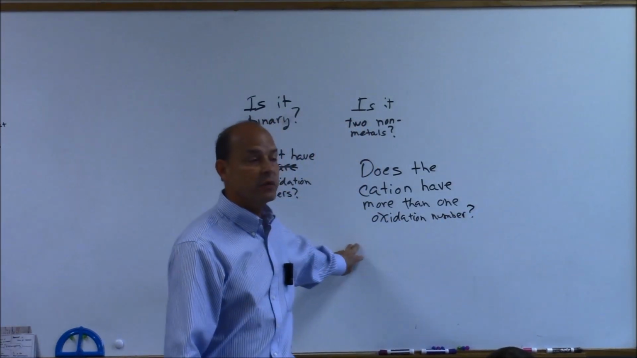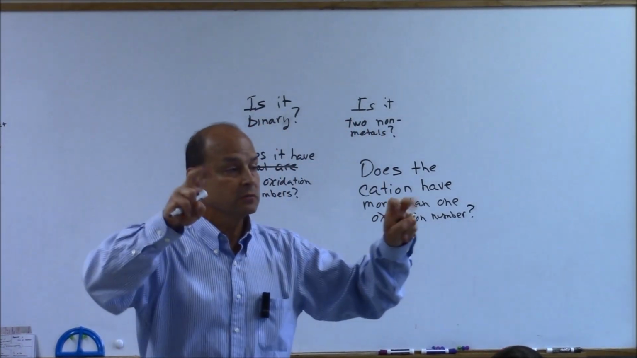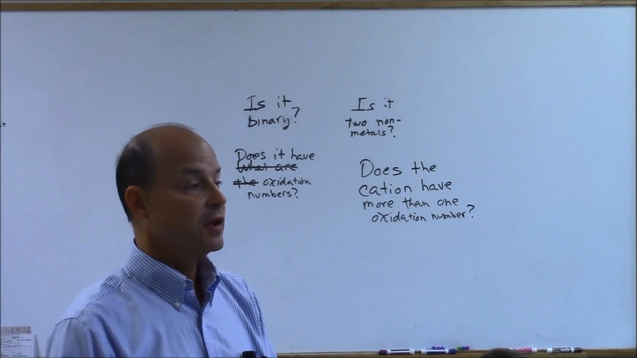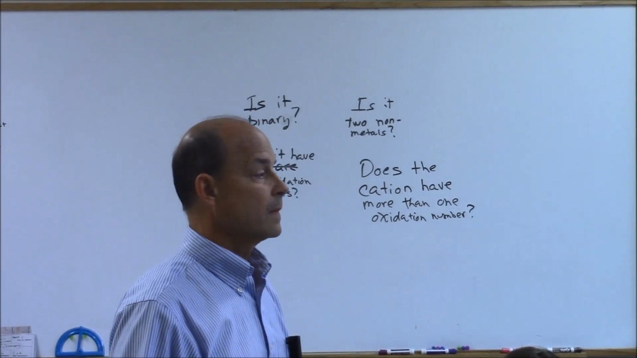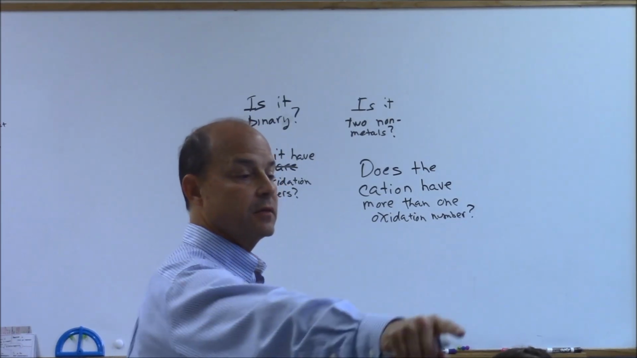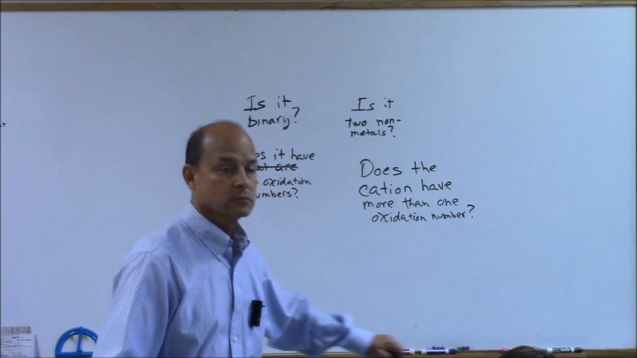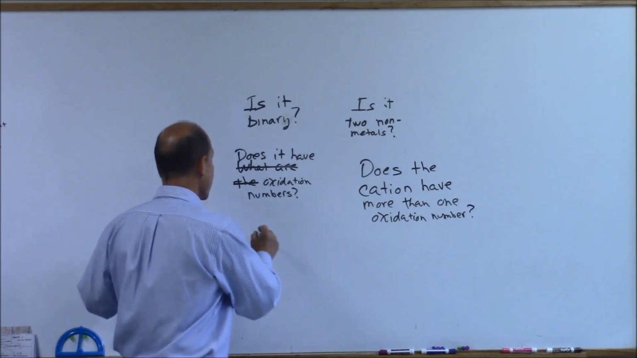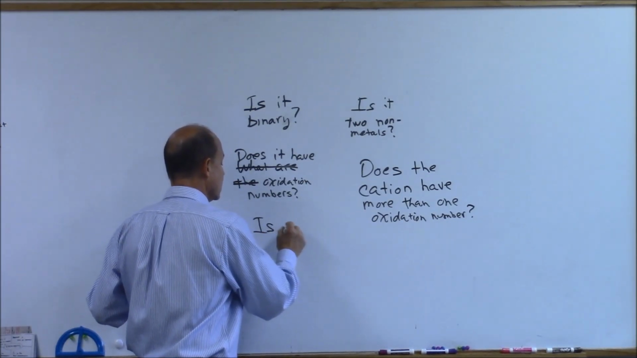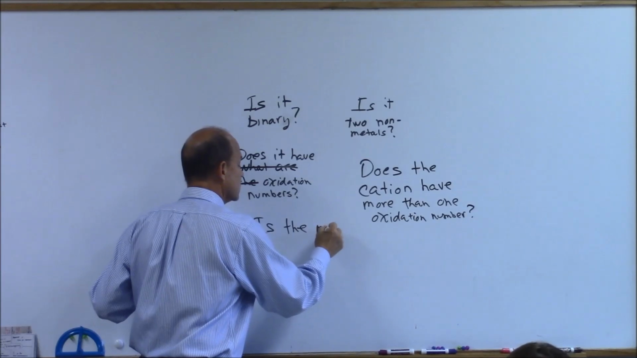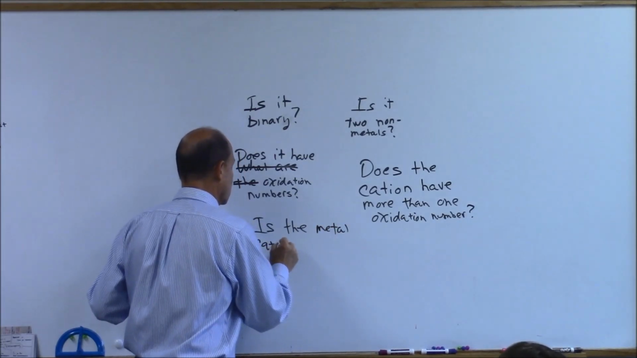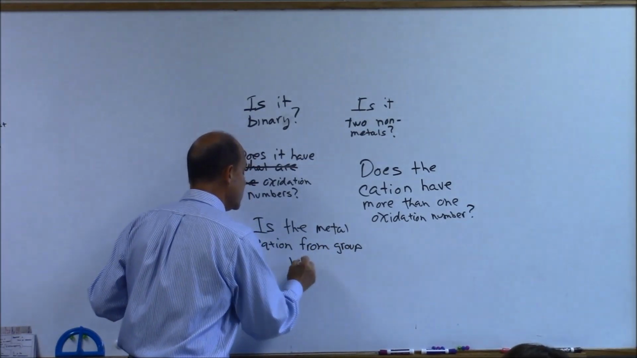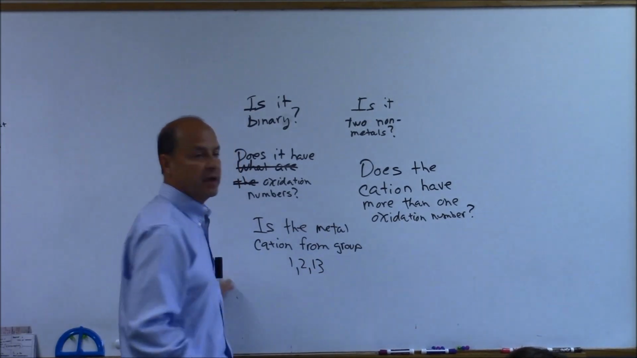Hey, there's a couple other ways we could figure this out. You could say, is it special? Or you could say, is it on the list of special ions? Then you would know it's a type 2. Okay? All right, Anthony, your group. Does it have a metal cation from group 1, 2, or 13? Okay. Is the metal cation from group 1, 2, or 13? If it is, what type is it?